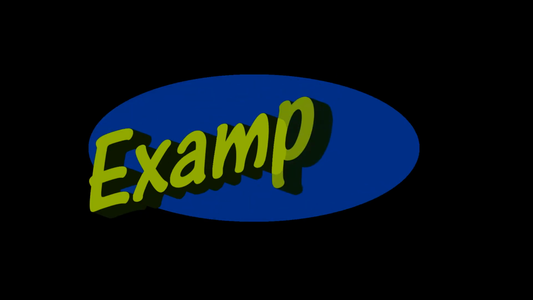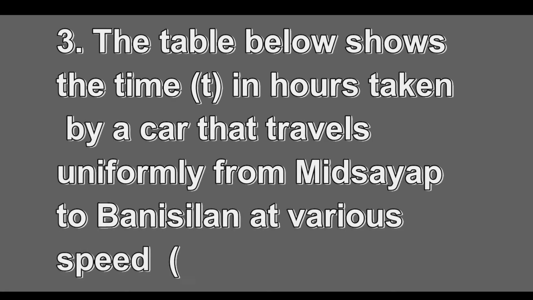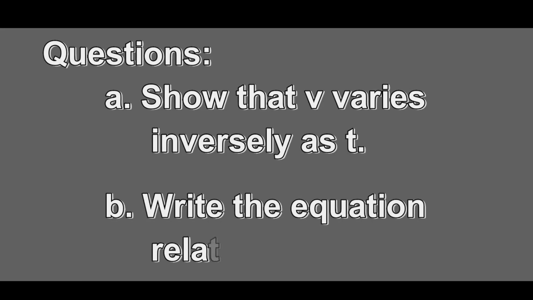Let's go to another example. The table below shows the time T in hours taken by a car that travels uniformly from Isayap to Banisilan at a various speed V in kilometers per hour. At the first row is the speed. So we have 30, 40, 50, and 60. At the second row is the time taken. So we have 4, 3, 2.4, and 2. Questions. Letter A. Show that V varies inversely as T. Letter B. Write the equation relating V and T.